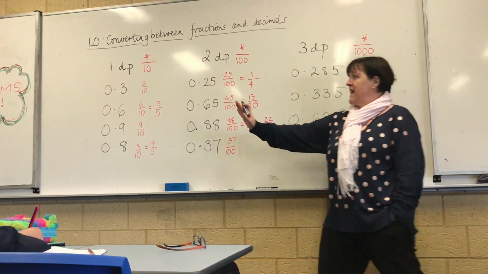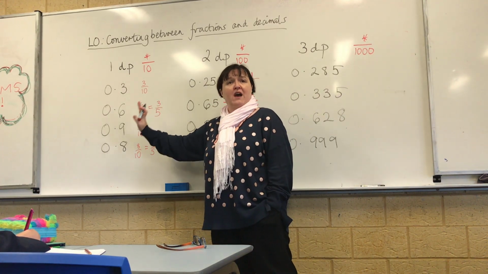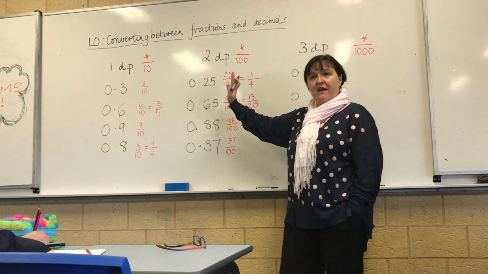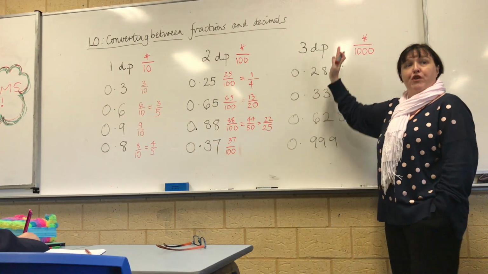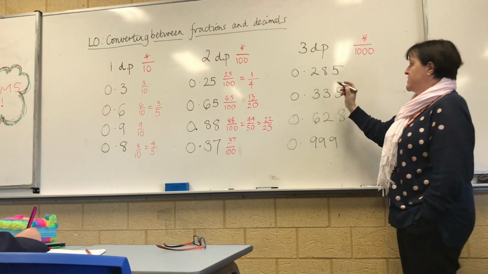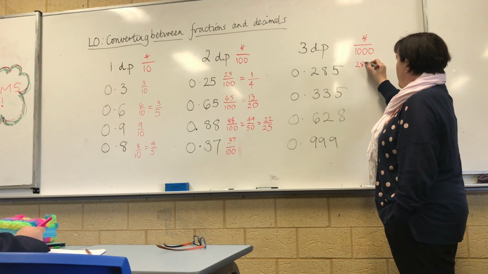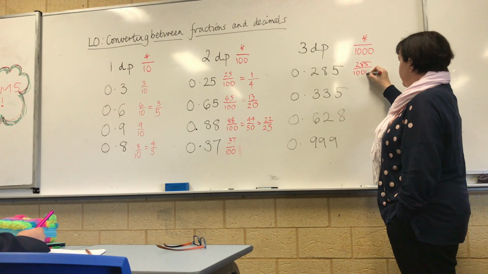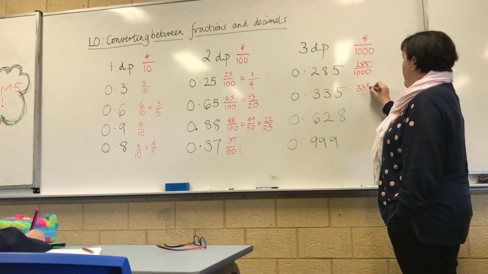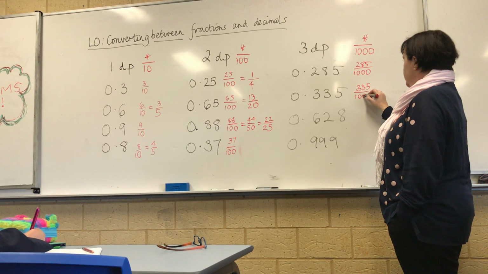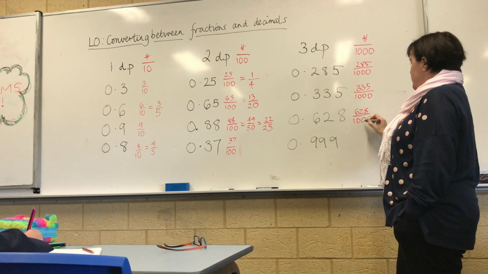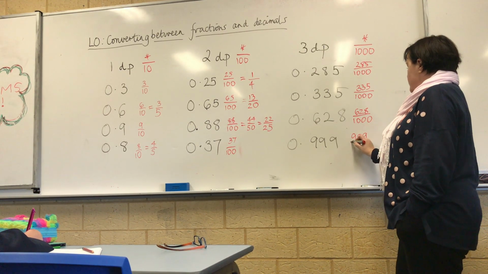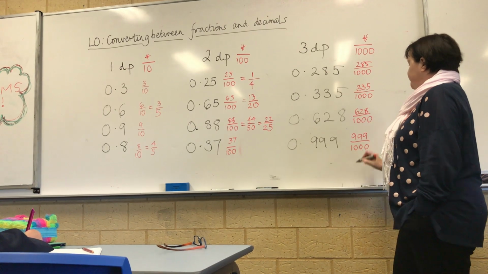Same process. Here you put 1 digit over the 10. Here you put the 2 digits over 100. Here you put the 3 digits over 1,000. So 285 over 1,000, 335 over 1,000, 628 over 1,000, and 999 over 1,000.